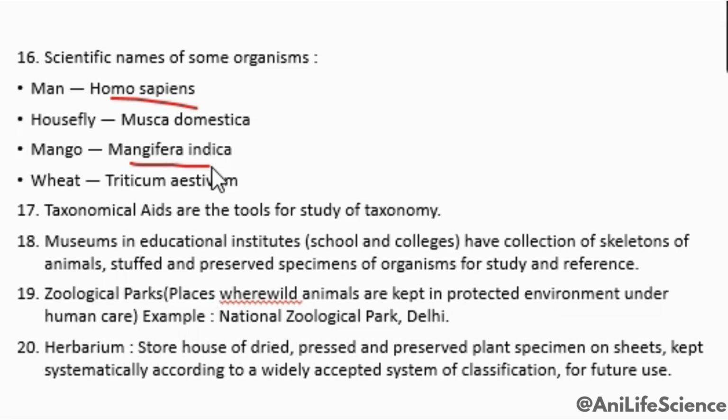To make the study of taxonomy easier, there are several tools called taxonomical aids. Museums in schools and colleges preserve skeletons, stuffed animals, and other specimens for study. Zoological parks like the National Zoological Park in Delhi keep wild animals in protected environments.